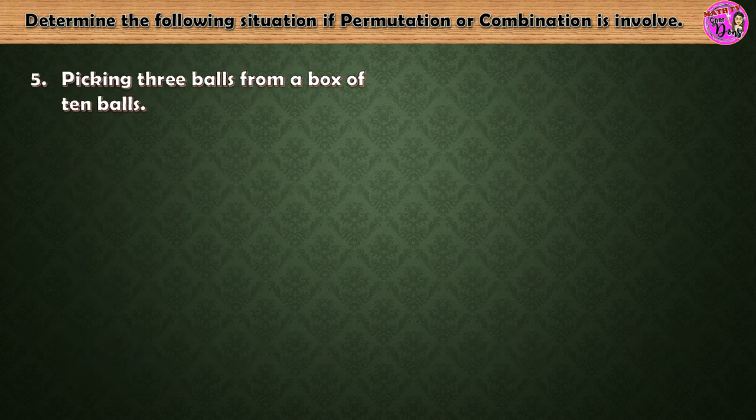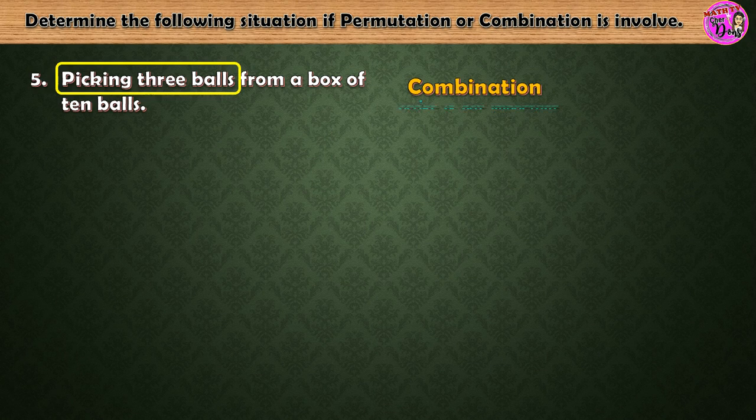Number 5, picking 3 balls from a box of 10 balls. You're just going to pick 3 balls. There's no order as long as you have picked 3 balls. So it involves combination, in which order is not important. It can be solved as combination of 10 objects taken 3 at a time.